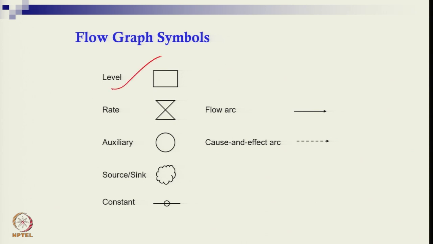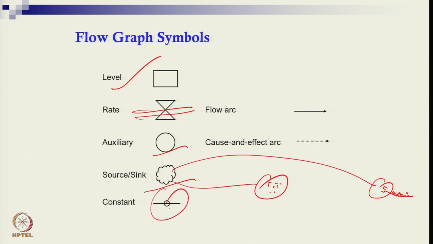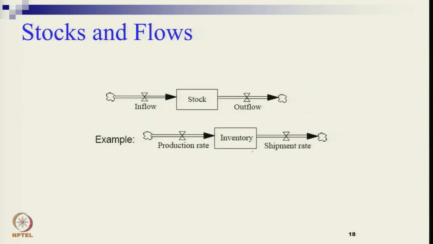Look at the notations of the variables. This is the level I was talking about every time, this is the rate. This is the auxiliary variable, the intermediate one. This is the source and sink, the outside: sunlight is a source, and where water or money is consumed is the sink. And the constant, over which you don't have any control, is a fixed value which will have an impact on your system's purpose. Look at the causal effect arc value. So these are the different notations. When you open the software, you will get to know.